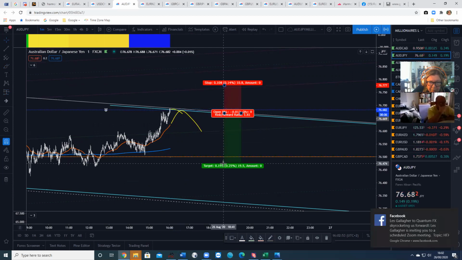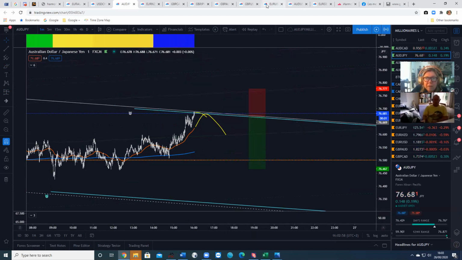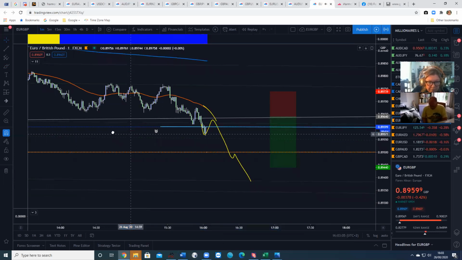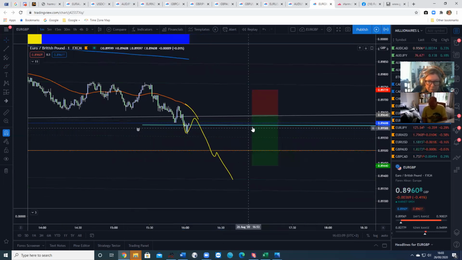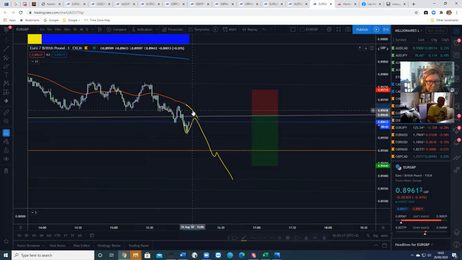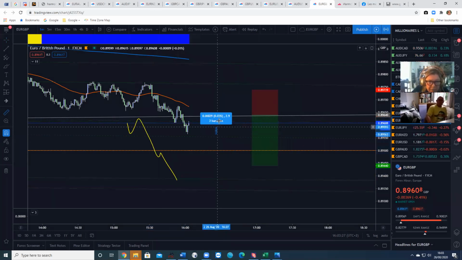Okay, so that's that one. And what happened on EURGBP? That is doing a bigger break and retest. So we have got something here, except it's a London pair, that's the only thing. So that would give us 7.1.